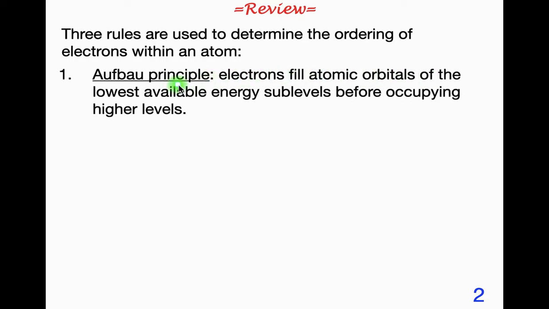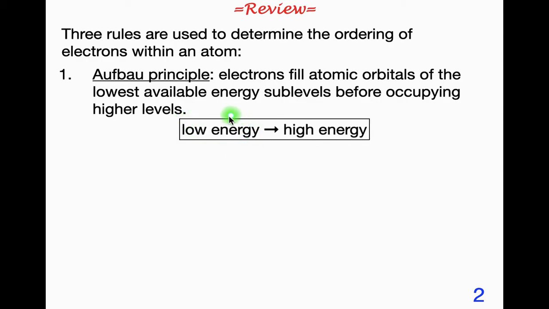The Aufbau principle. Aufbau is German for ordering. Electrons fill atomic orbitals of the lowest available energy sublevels before occupying higher levels. So it always goes from low energy to high energy, and you'll see examples of this in just a minute.